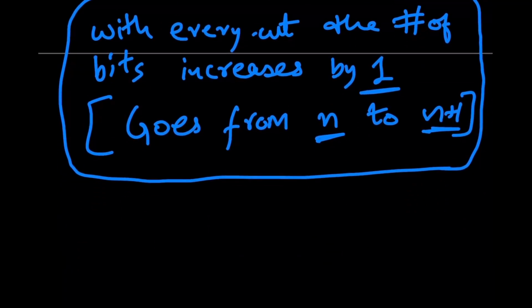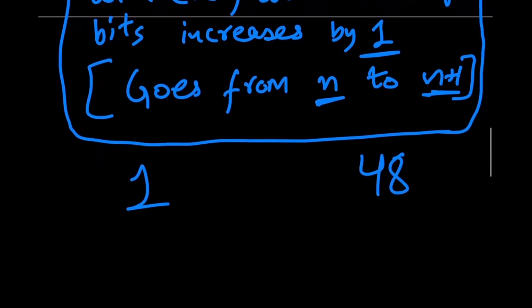Now it's pretty easy to realize that since the initial state was 1 bit and we wanted to reach 48 different bits, it's going to take 47 cuts no matter what in between.